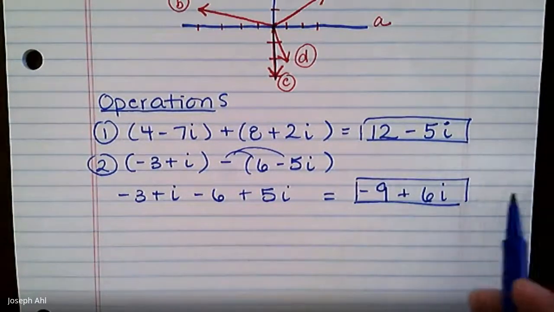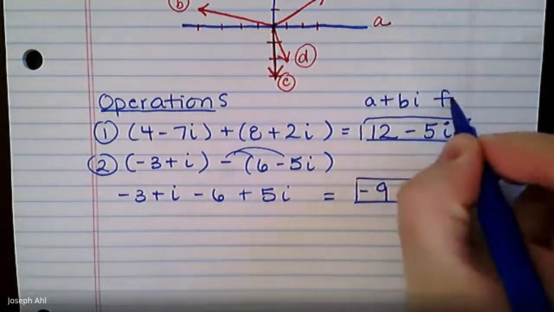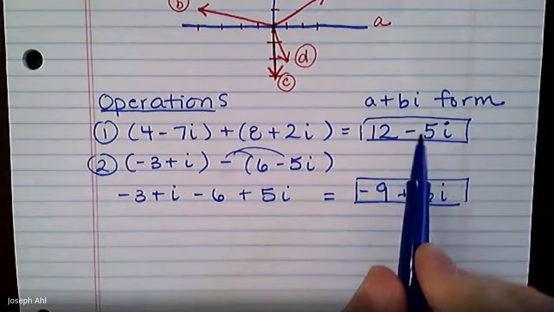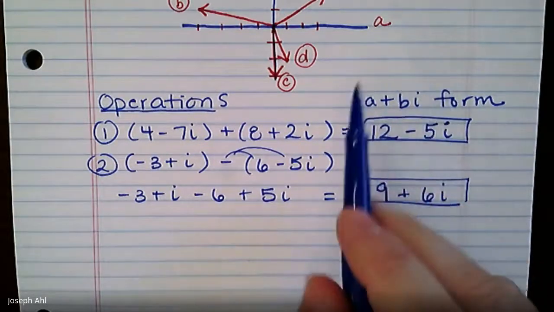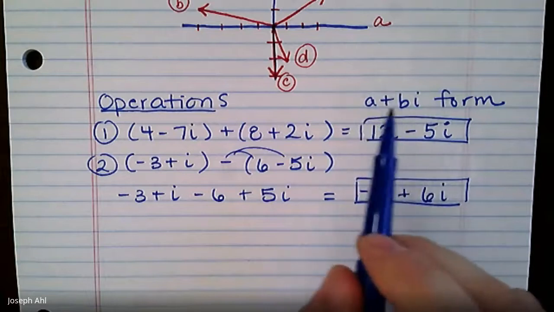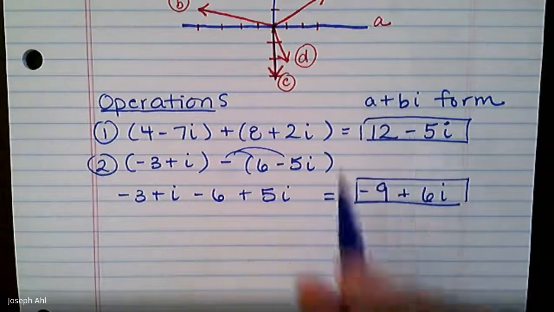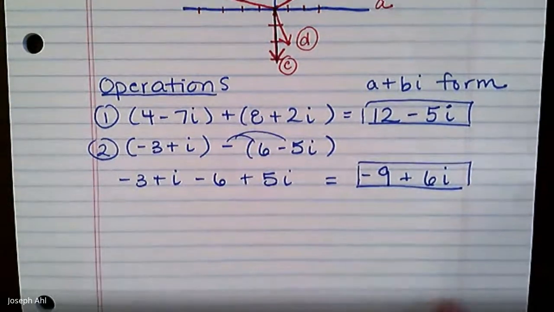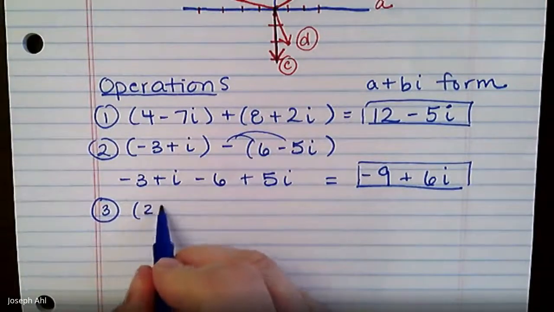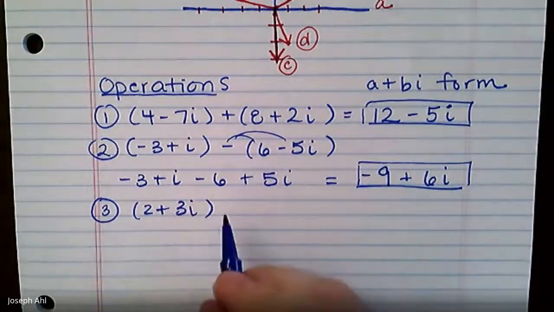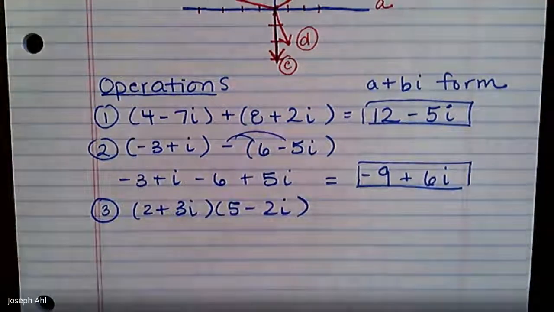Okay. Now, in the end, when we simplify these, we really are looking for answers to be in a plus bi form. So that may not seem like as big of a deal in the addition and subtraction, but we're going to get to other cases later on where we might have to do a little bit more algebraic work to get it to look like a plus bi form. Maybe even in this next example with multiplication, if we do 2 plus 3i times 5 minus 2i.